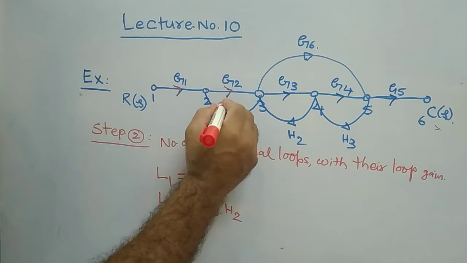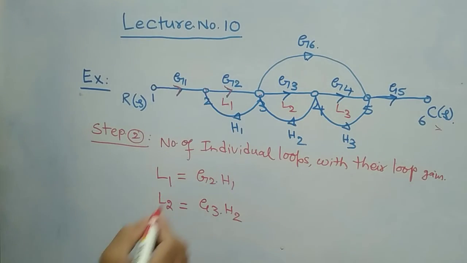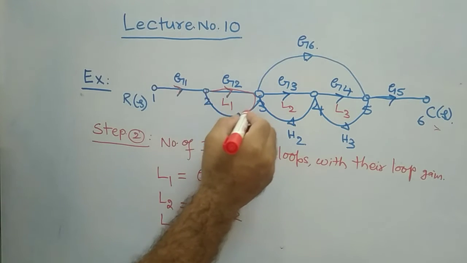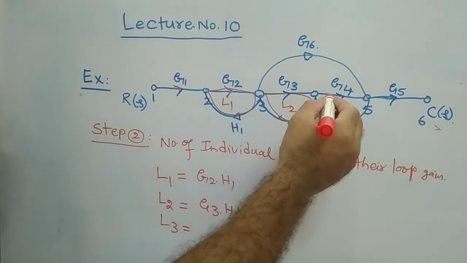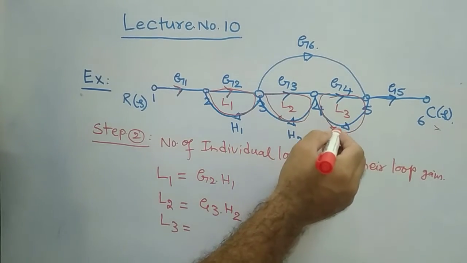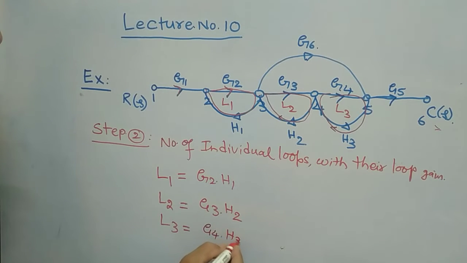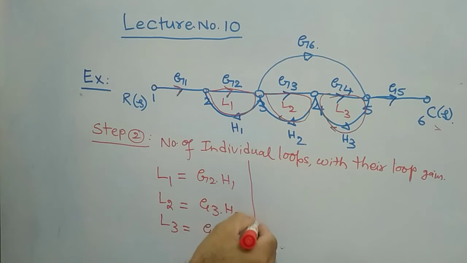This is your loop 1, this is your loop 2, and likewise, this is your loop 3. Understood? So loop 3 is G4 into H3. Similarly, there are 3 loops. Is there any other loop available other than these 3?